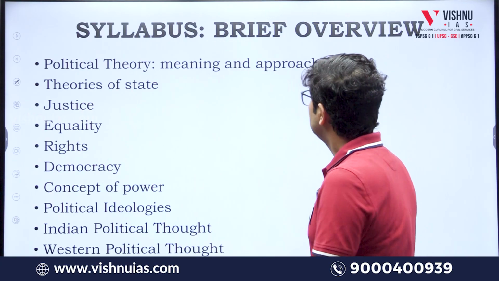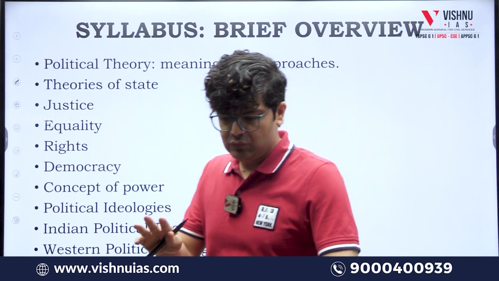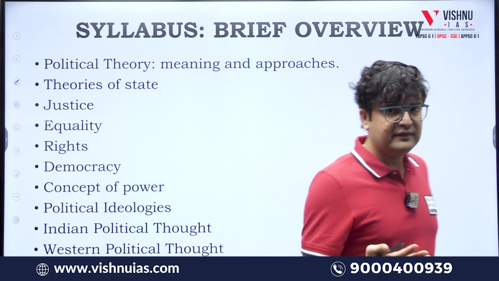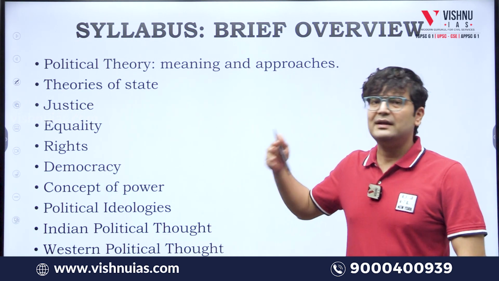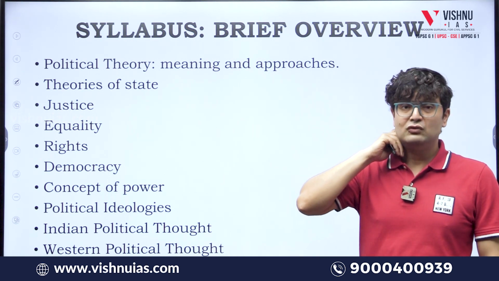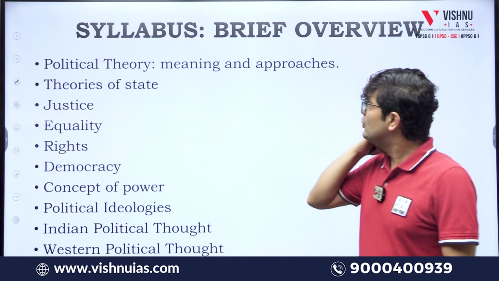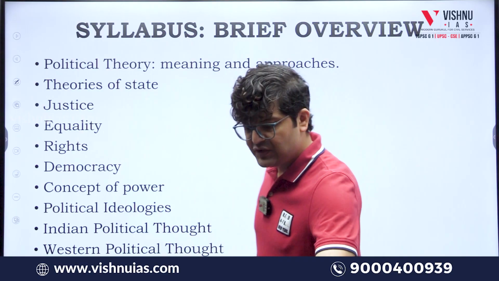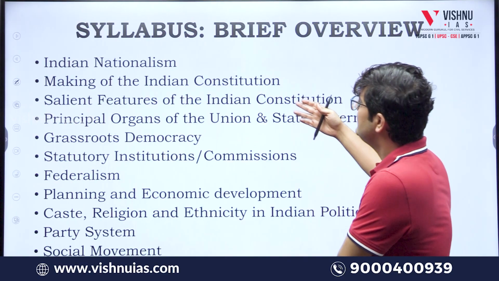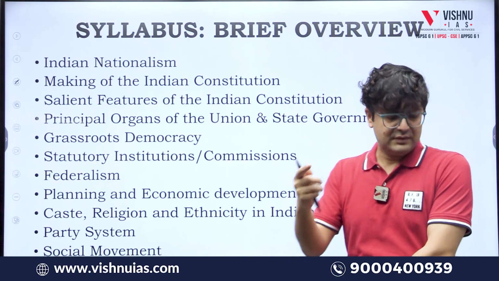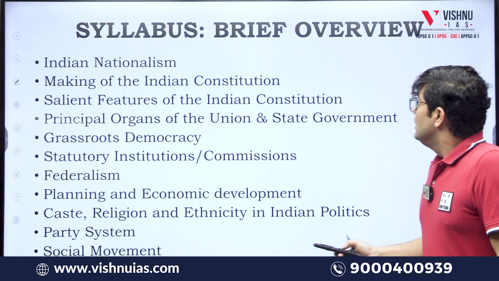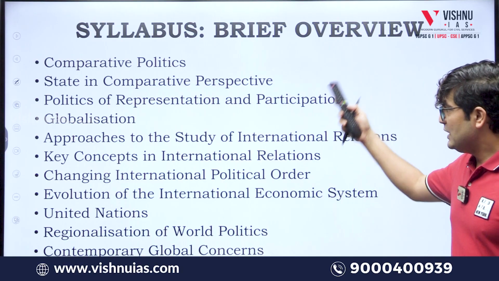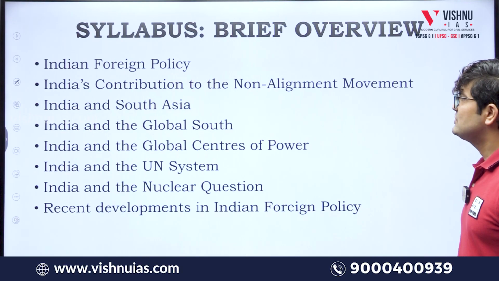Now, coming to the syllabus, just a brief overview. My point in showing this syllabus is just to let you know what exactly would be the topics that you need to cover, roughly. So in your first paper, as I said, you have 2 sections, section A and section B. Then the second paper, which is slightly more on comparative politics and IR, you have section A and section B.